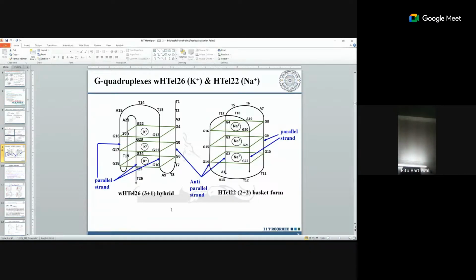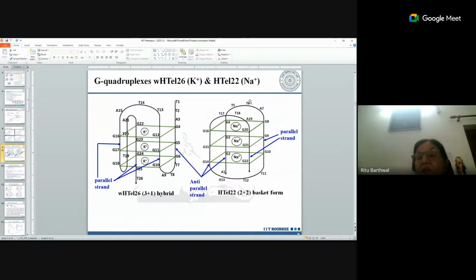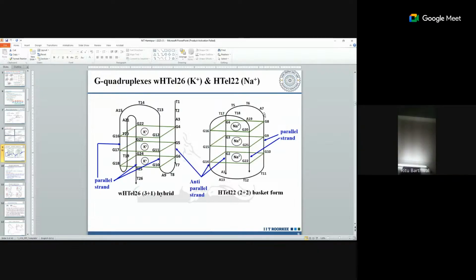In sodium, we get what we call a 2+2 basket. Actually, it has anti-parallel strands. So you can see it starts from 1, 2, 3, 4, if you start from here, and then it goes like this to 7, 8, 9. So if the strand starts from here, the 5' end, and goes like this and like this, it is anti-parallel. And the next one goes this way, opposite to that. So it is again anti-parallel. That's why we call it 2 parallel and 2 anti-parallel.